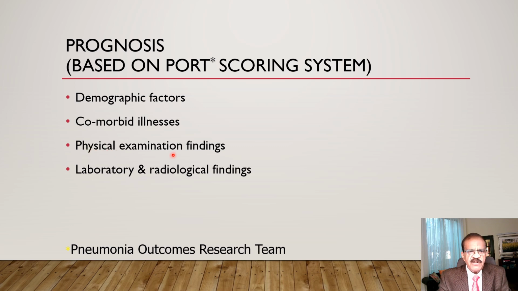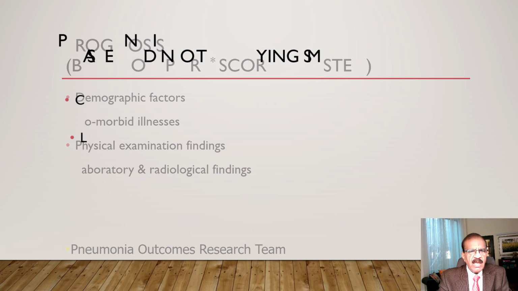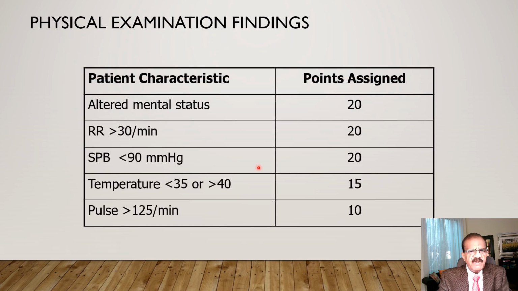Then third is physical examination finding. In physical examination, if patient has got altered mental status, he gets 20 points. Respiratory rate more than 30 per minute, 20 points. Systolic blood pressure less than 90, that means patient is already maybe getting into shock, 20 points. Temperature less than 35 or more than 40.